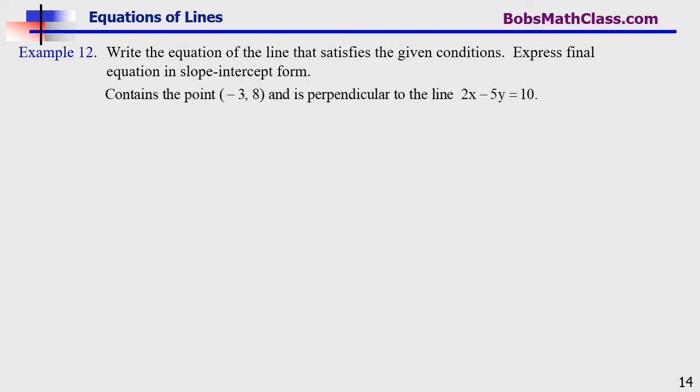Example 12. Very similar to the last problem. Again, you should probably pause the video and work it out and come back when you're ready to see the solution. Okay, perpendicular. What does that mean? That means opposite reciprocal. So we're going to take our line and figure out what the slope is. It's not written in slope-intercept form, so what are we going to do? That's right, we're going to write it in slope-intercept form.